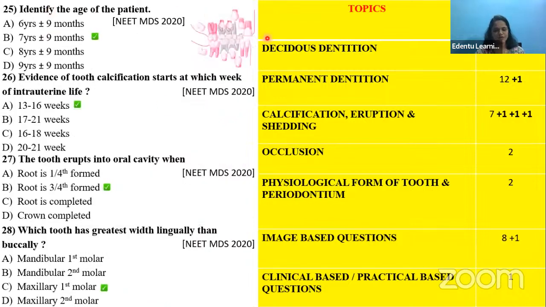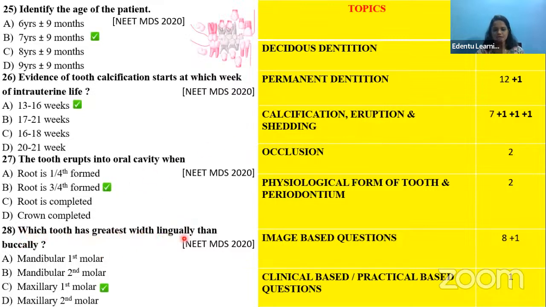Now identify the age of the patient. Again, an age estimation question, which again belongs to a mixed dentition period. So the evidence of belongs to eruption. The evidence of tooth calcification starts at which week of intrauterine life? Again, eruption, 13 to 16 weeks. The tooth erupts into the oral cavity when the root is 3/4 formed, then only the tooth will erupt into the oral cavity. So again, an eruption question.